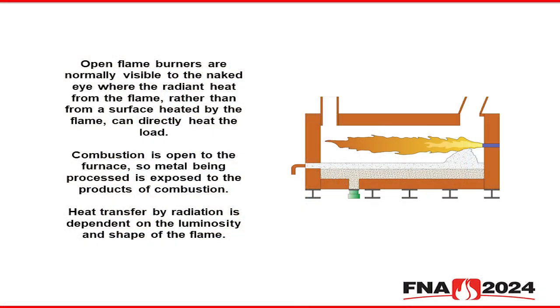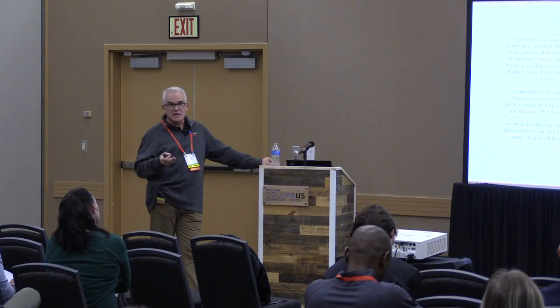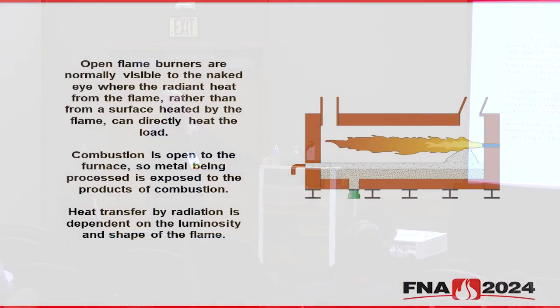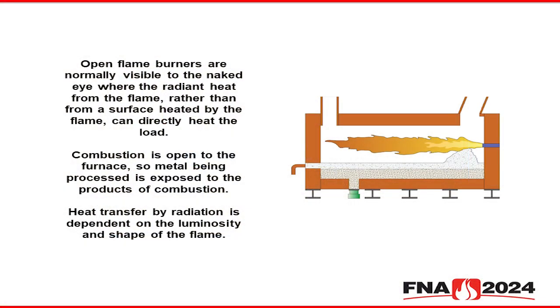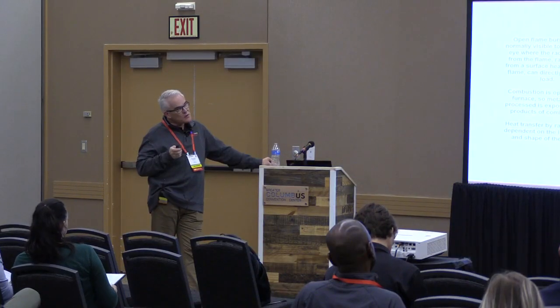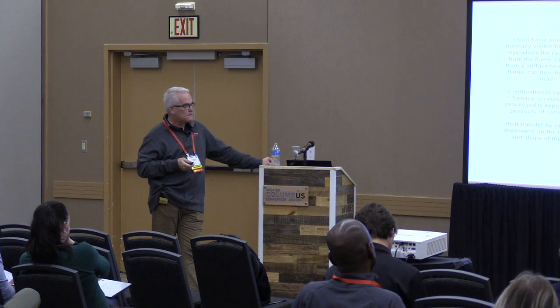Combustion is open to the furnace, so the metal being processed is exposed to the products of combustion. We see a lot of these in tempering furnaces, low temps. We see a lot of them in reheat furnaces in steel. We spend a fair amount of time at Cliffs and Nucor, Steel Dynamics. And so in a reheat furnace, they'll have 4, 5, 6 dozen of those 1.5 million BTUs per hour burners. But they don't really care about oxidation at that point because it's on steel plate and bars.